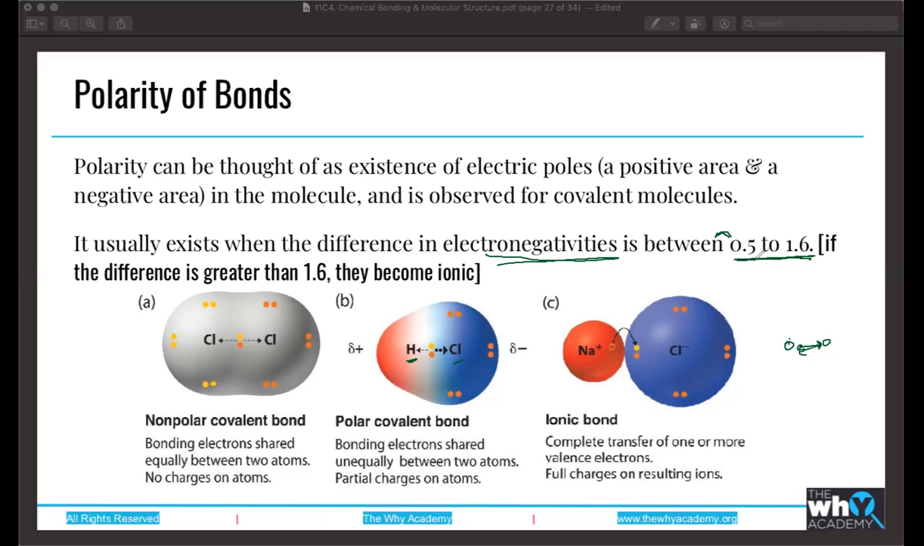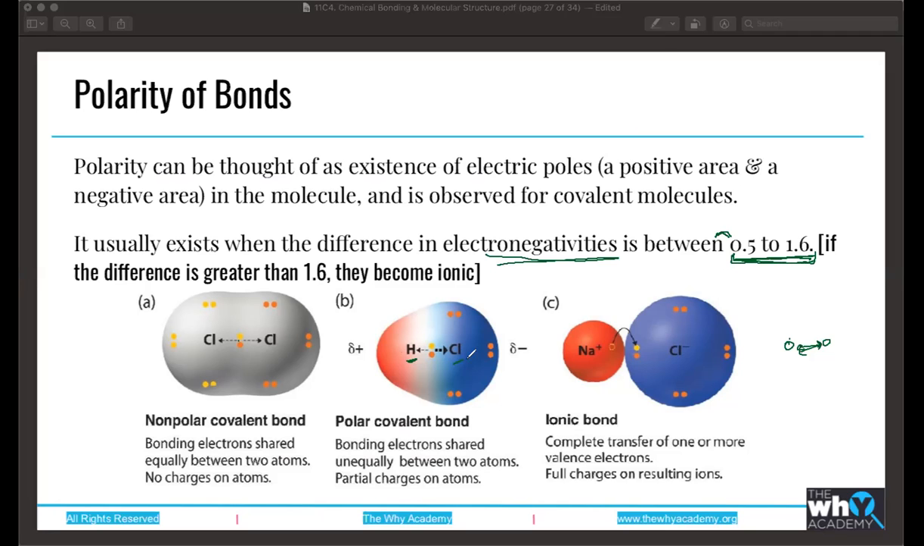Even though it's unequal sharing, it pretty much matches each other out. Even though there will be a little bit of charge separation, it's practically negligible. You won't even be able to detect it. But as the difference starts to get bigger, in the range 0.5 to 1.6, it is much more noticeable.